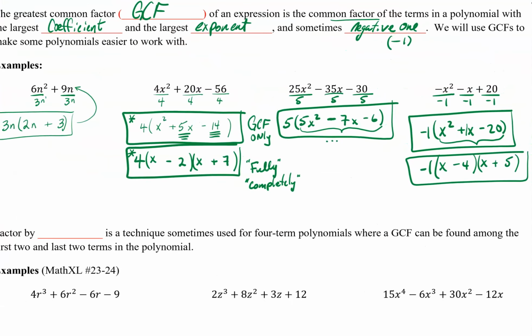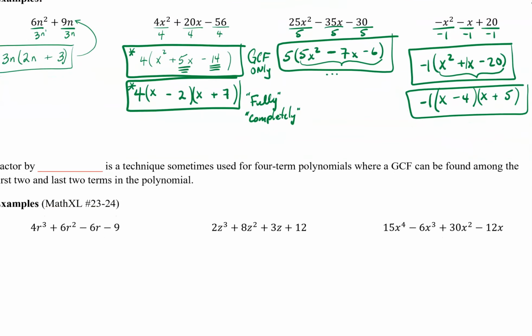So hopefully the GCF process is a little bit more clear with these examples, and I hope you recognize that picking out a GCF is sometimes a matter of guessing and checking, but you can also use a specific method as well.